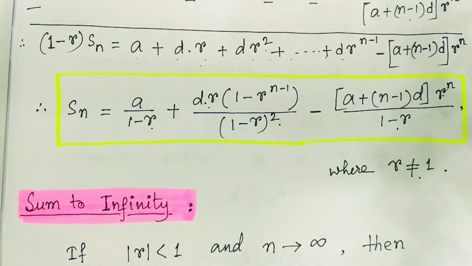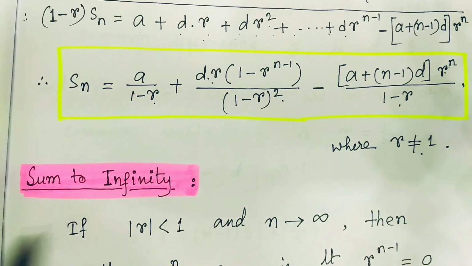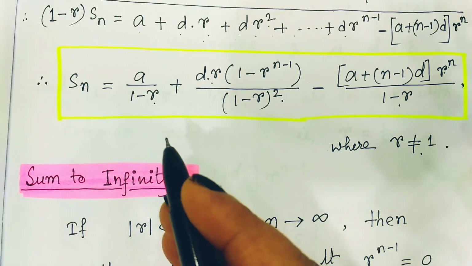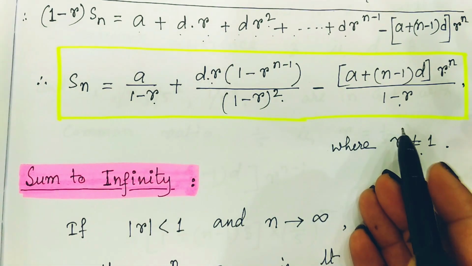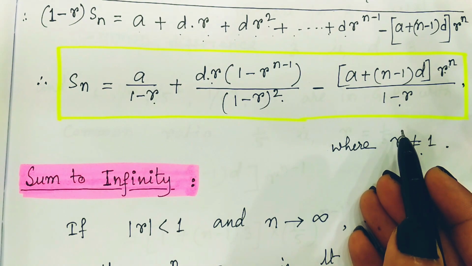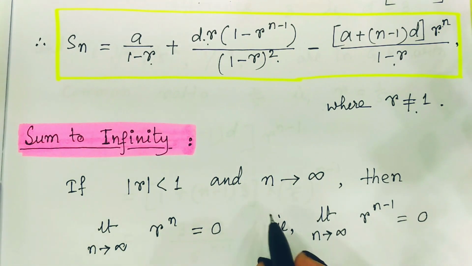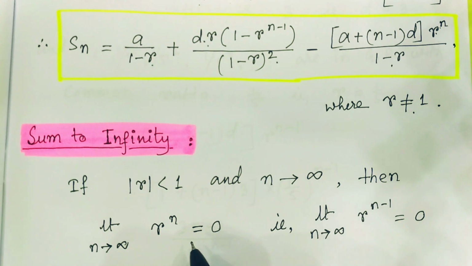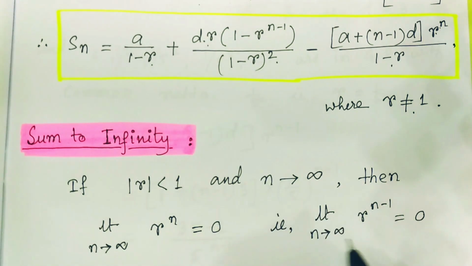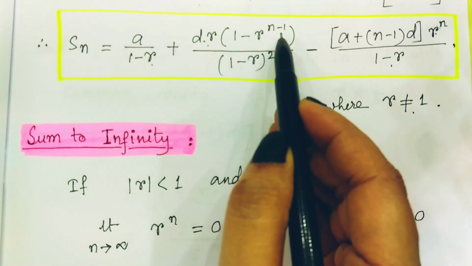So now, if this arithmetic geometric series is going up to infinity... if the number of terms of the arithmetic geometric series is finite, then this one is the formula. But if the number of terms is infinite, then what happens? If the number of terms is infinite, it means n tends to infinity. n tending to infinity means we will find r to the power n equals 0, so we can say r to the power n minus 1 is also 0 as n tends to infinity.